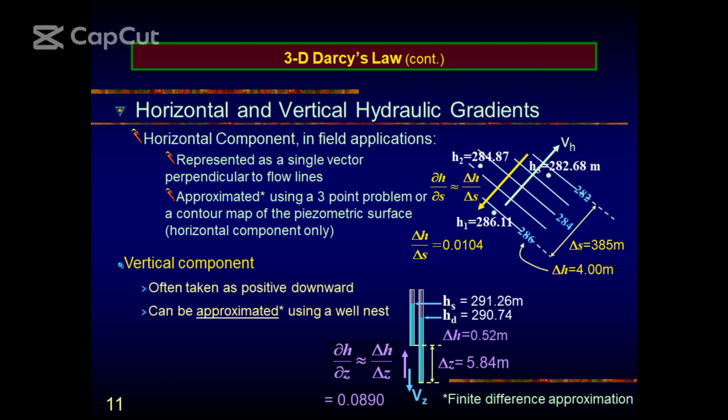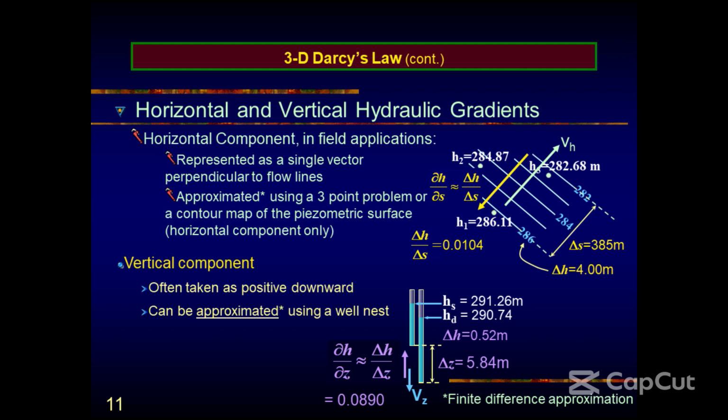Because we are dealing with vectors, any vector quantity we are mentioning, we have to be specific about the direction, isn't it? Because we are now no longer just treating them as physical quantities. If it's a scalar, then we will not be bothered about anything called direction. But if it's a vector quantity, we have to be specific about the direction. Why do we say that? Often taken as positive downward for the vertical component.